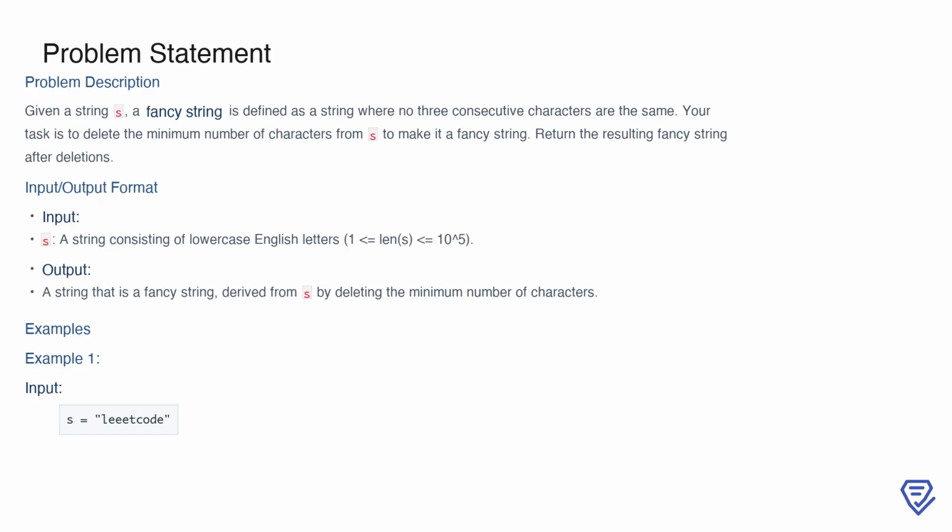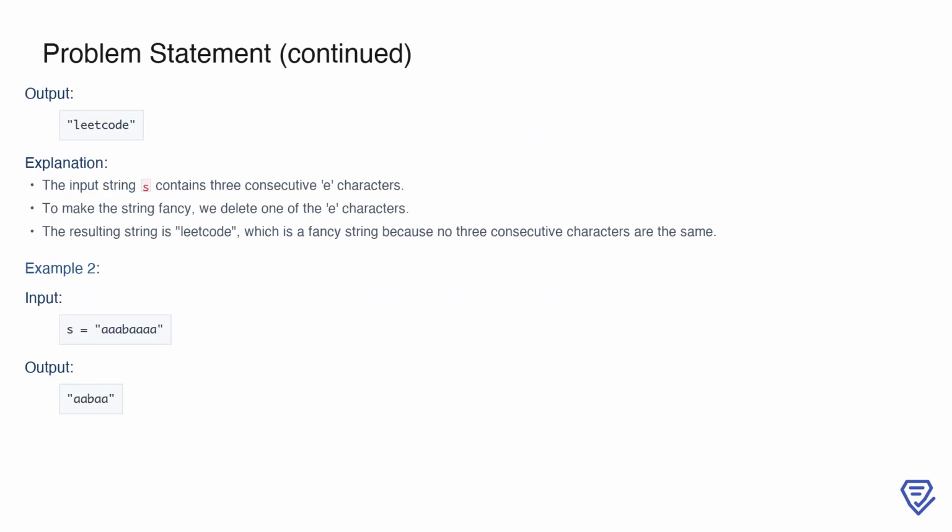The input string S consists of only lowercase English letters, and its length can range from 1 to 100,000. This means we need to ensure our solution is efficient enough to handle large inputs within these constraints. Let's look at the first example to understand the problem better.